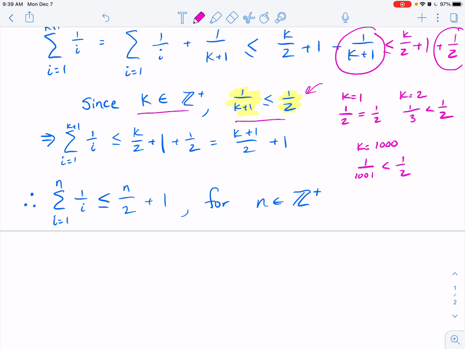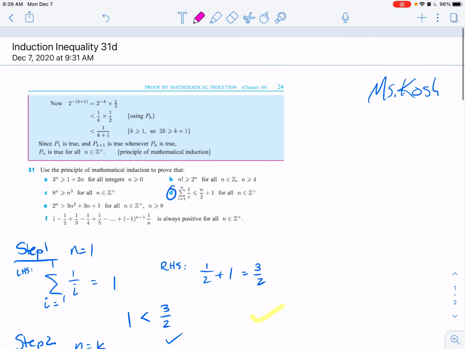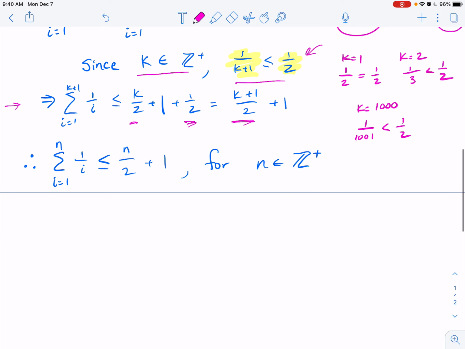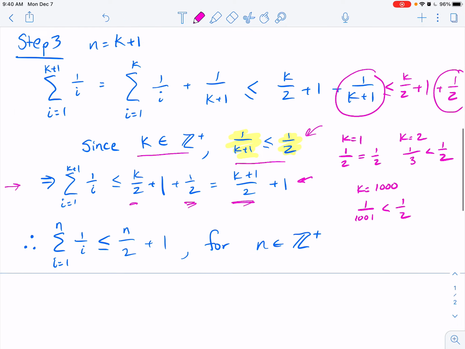that the original summation, as i goes from 1 to k plus 1 of 1 over i, has to be less than k over 2 plus 1 plus 1/2. Now I have a common denominator between these two terms, so I add those together. Back here I could have written a goal. My goal would have been the sum as i goes from 1 to k plus 1 of 1 over i is less than or equal to k plus 1 over 2 plus 1. That's my goal, and that's exactly what shows up right here. There's a whole lot of pink that's really confusing, and therefore I can conclude what I was trying to prove.